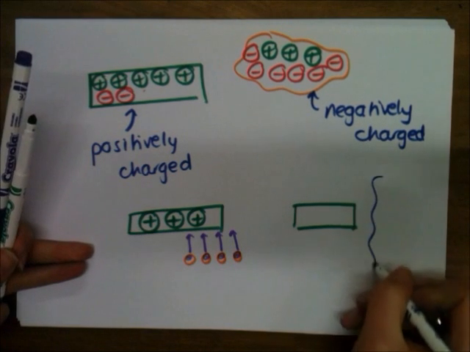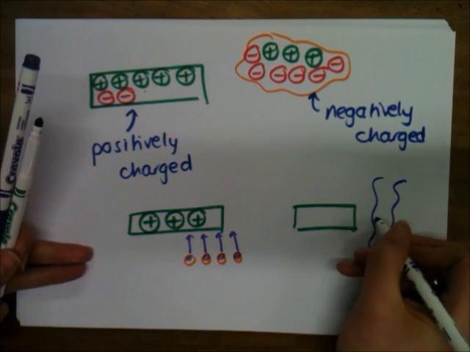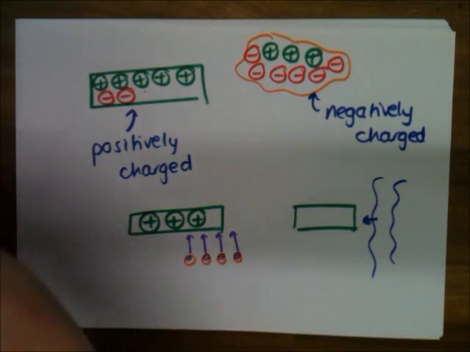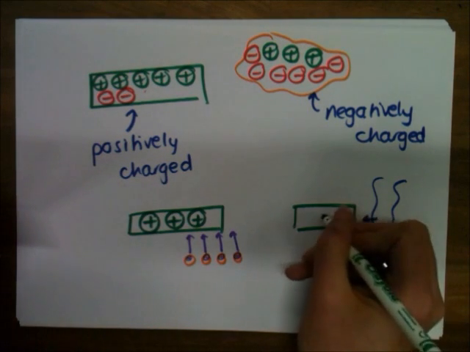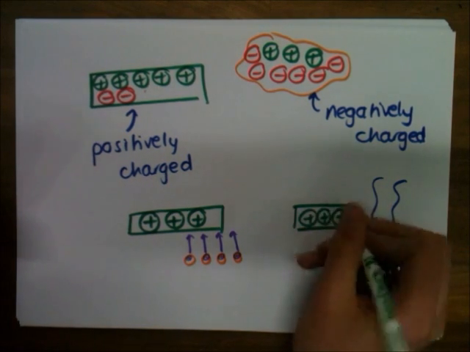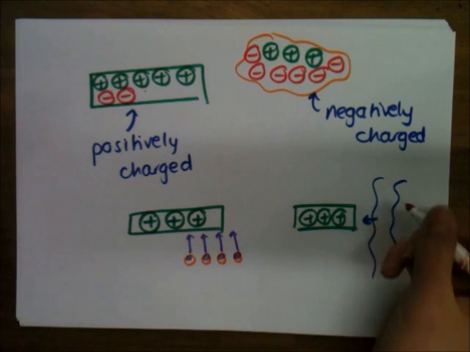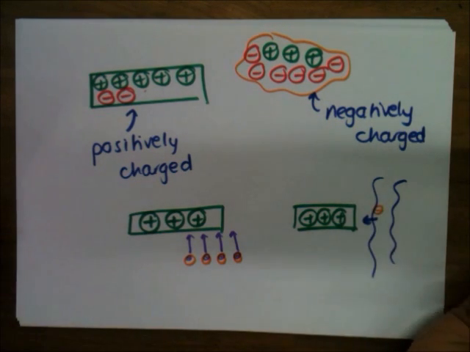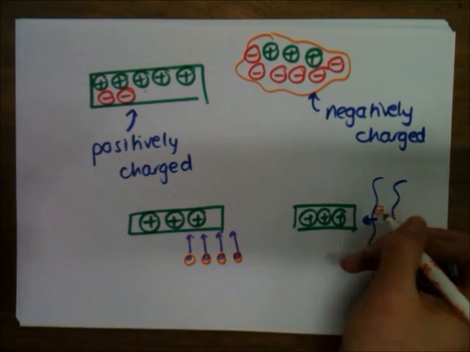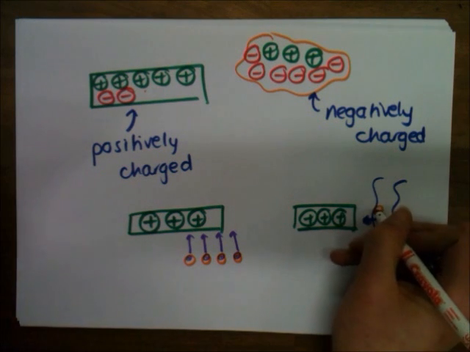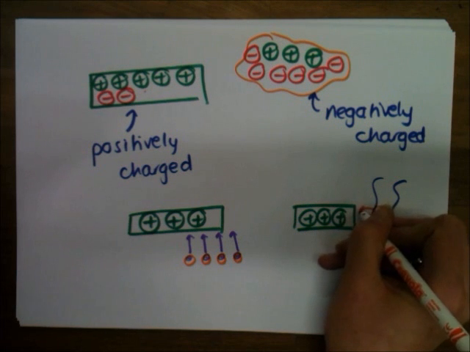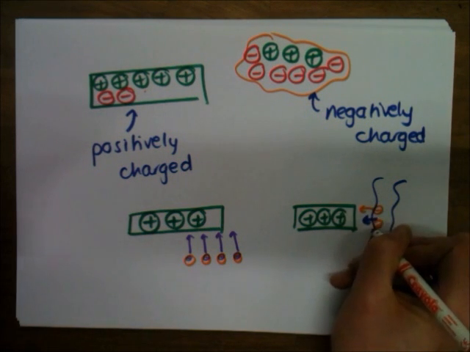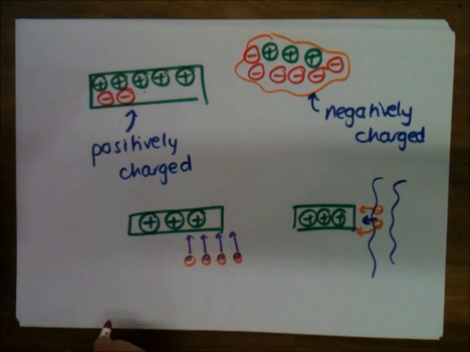You can also see the same effect if you hold your rod near some water. Okay, so here's my water. And you should see that it bends that way. And that's because the positive charge on your rod here has attracted the negative parts of the H2O molecules, because the way water's charge is spread out, it's not even. So it attracts the negative parts of the water molecules towards it, and that makes the water stream bend.